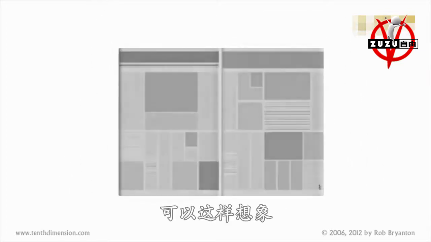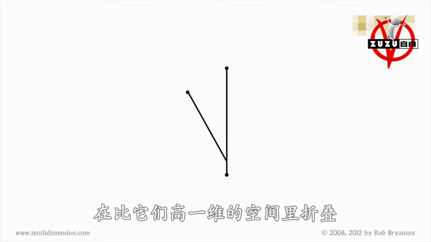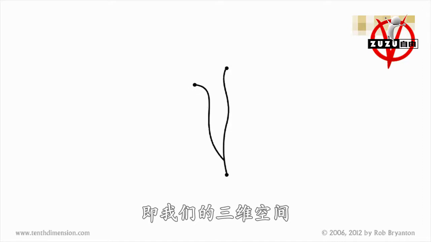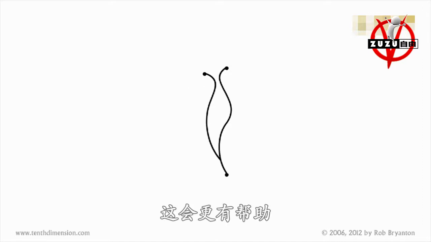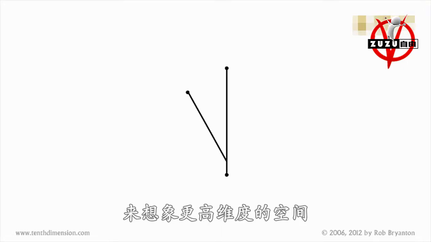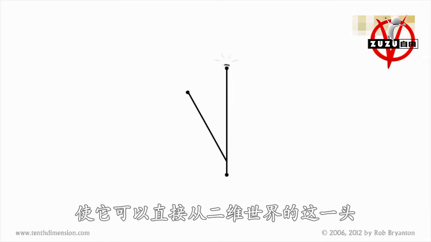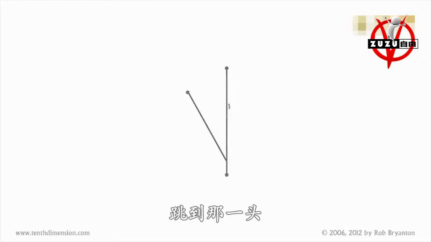We can imagine that we did this by taking a two-dimensional object and folding it through the dimension above, which is our third dimension. It'll be more useful for us as we begin to imagine the extra dimensions if we can think of the third dimension in this way. The third dimension is what you fold through to jump from one point to another in the dimension below.